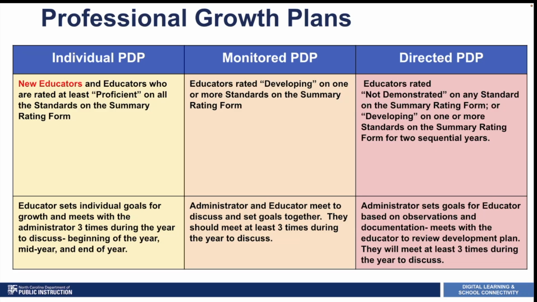Any educator who is rated developing on 1 or more standards on the summary rating form would be placed on a monitored PDP. And that means the administrator and the educator meet together to discuss and set their goals, but you still check in on the PDP goals 3 times per year. Any educator who is rated not demonstrated on any standard on the summary, or has scored developing on one or more standards for 2 sequential years, would be placed on the directed PDP. And this means that the administrator sets the goals for the educator based on the observations and documentation. And again, you're going to meet and check in the system 3 times on the PDP goals for all 3 types.